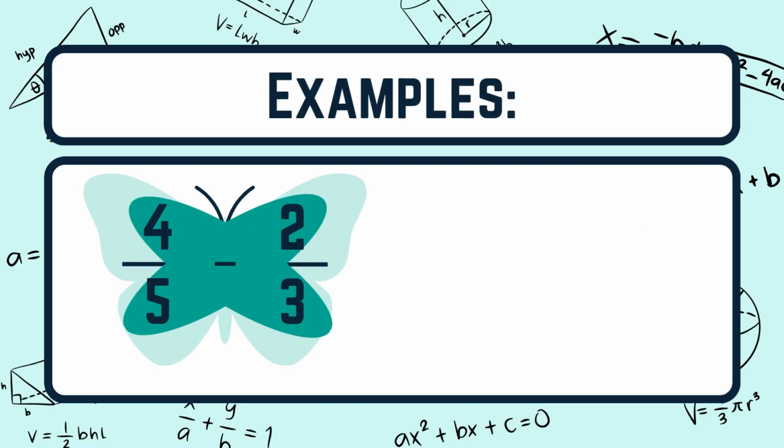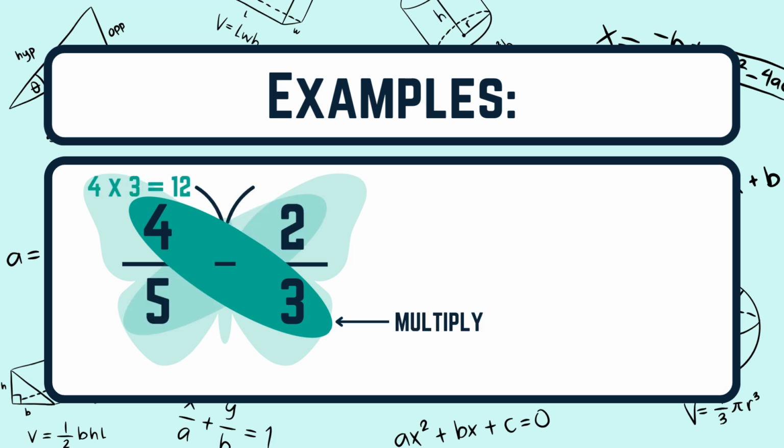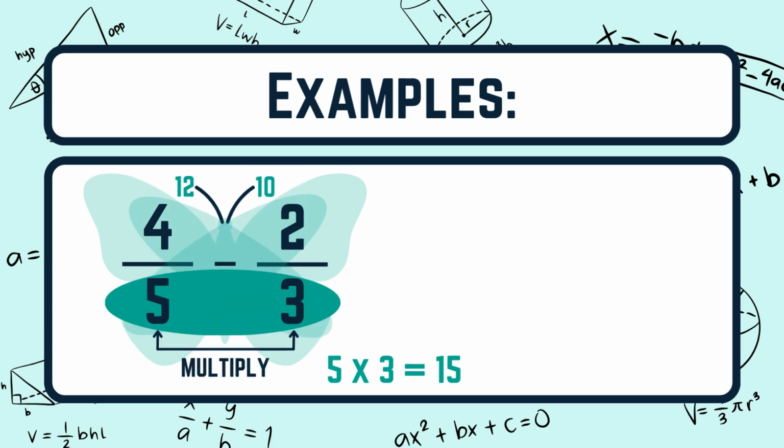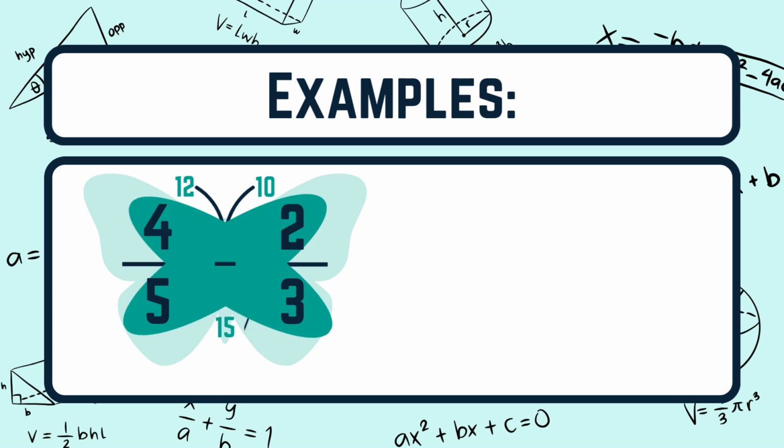We can use the butterfly method to subtract fractions as well. We draw our wings, antenna, and body. Next, we multiply the numbers in each wing. 4 times 3 equals 12, and 5 times 2 equals 10. Now we multiply our denominators and put it inside the body. 5 times 3 equals 15.